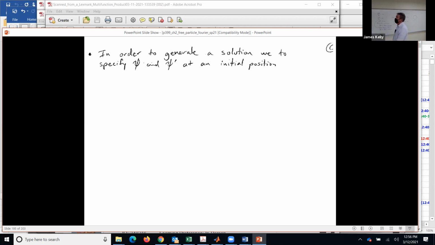Okay, so in order to generate a solution, we have to specify some initial position, and we're going to choose the very middle position. In fact, in the code, since I want the middle position to be my starting position, I might call that the end position here.